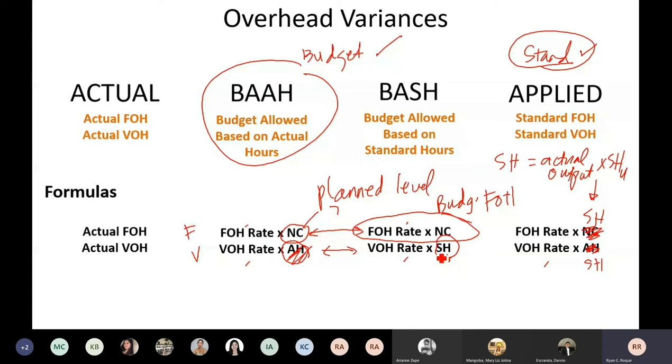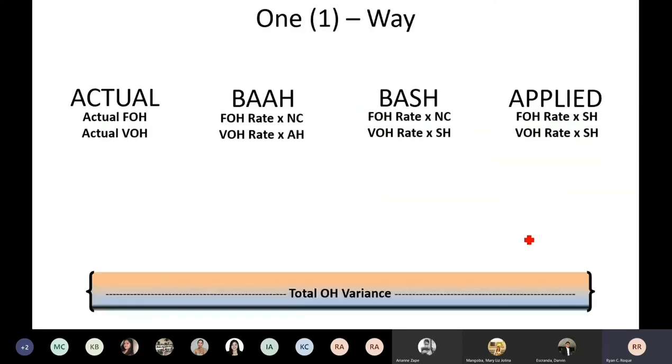Okay? So, yung BASH and applied, parehas na almost standard, pero ano pinagkamukha? Yung fixed component. Normal capacity to, pero ito ay standard hours. Pero yung variable component, standard parehas yan. Kaya pag magkamukha, walang variance. So, paano ba gamitin yung diagram na to? Okay? I'll go to this one.